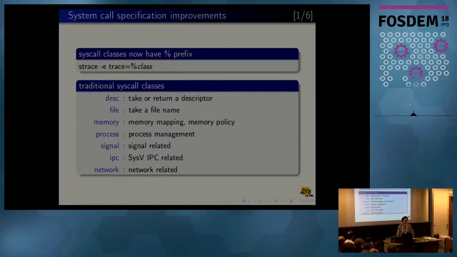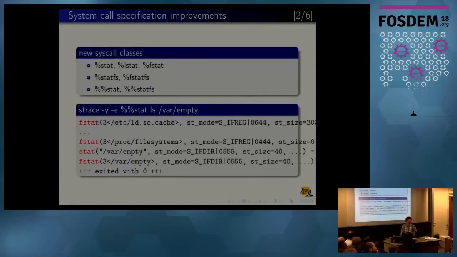Another set of features we implemented is related to syscall specifications. Strace, as you probably know, has a lot of filtering. Like it can filter syscalls by classes. This time we decided to add some more classes, but to avoid collisions with system calls, we added a prefix. So all new system call classes start with the prefix %, and all traditional system call classes also have this prefix. So these are traditional, and we also did 4 different stat family syscalls. You can see in this example how it looks like.